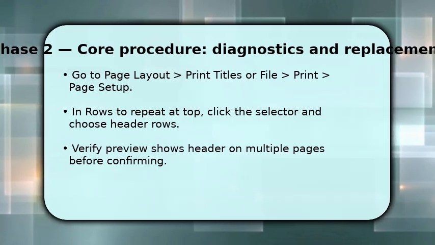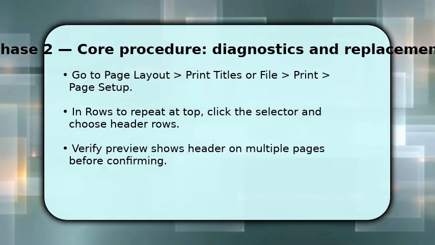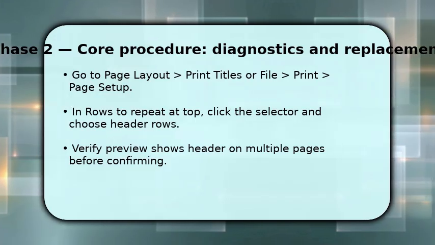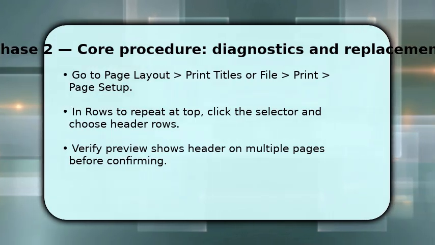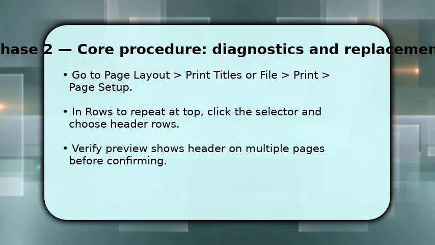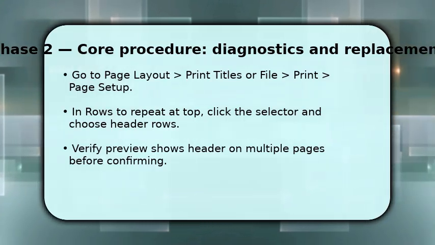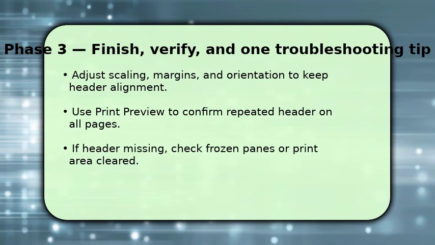Make sure the print preview updates so you can verify the header appears on page 2 and beyond, avoiding surprises. Finally, adjust scaling, margins, and orientation so the header aligns with the content. Page layout controls and print preview help.